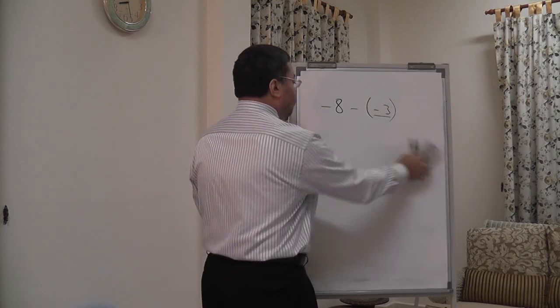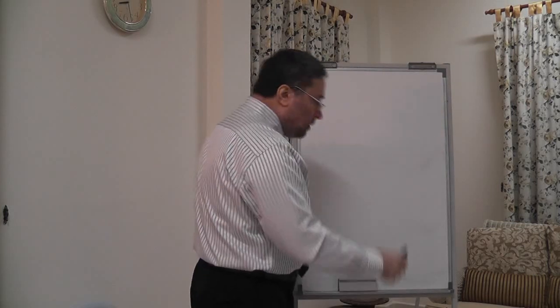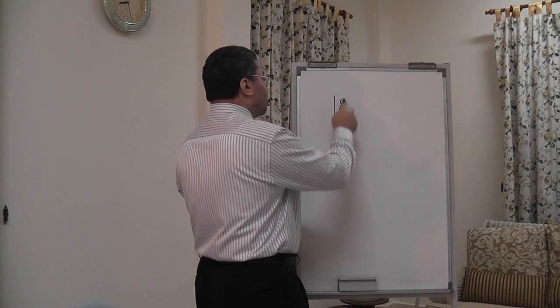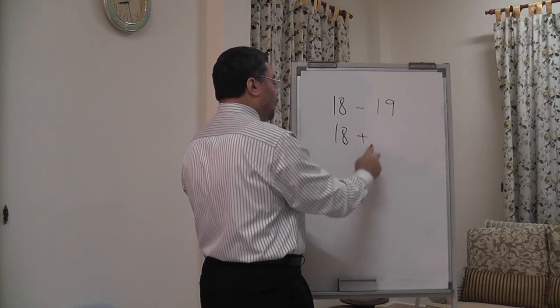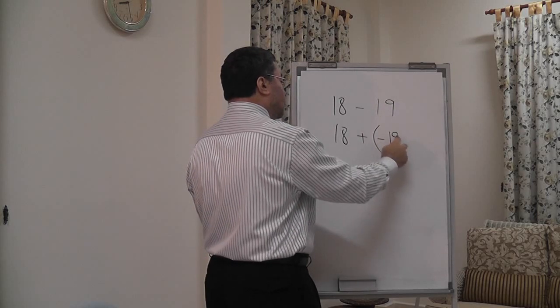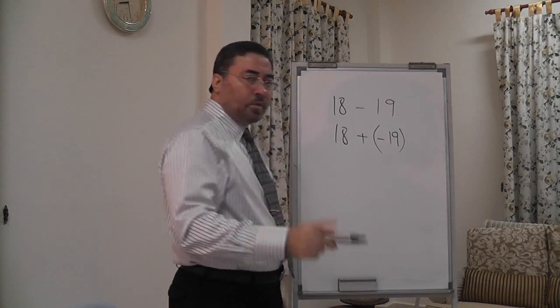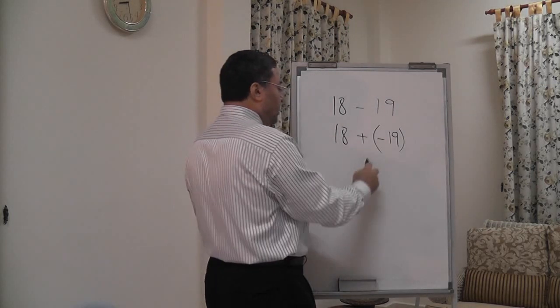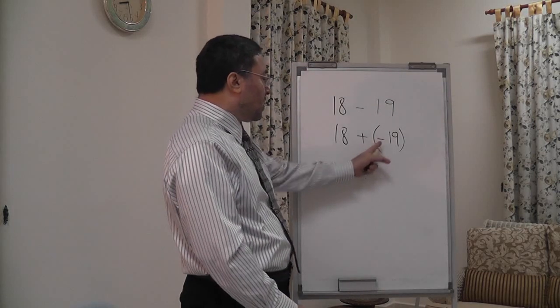Number 10, 18 minus 19. Again, here we change this to a plus, and we're adding it to the opposite of 19, and that's minus 19. We apply the rule from the previous chapter. We get the difference, and that's 1, and the sign of this difference is going to be the sign of the larger number.